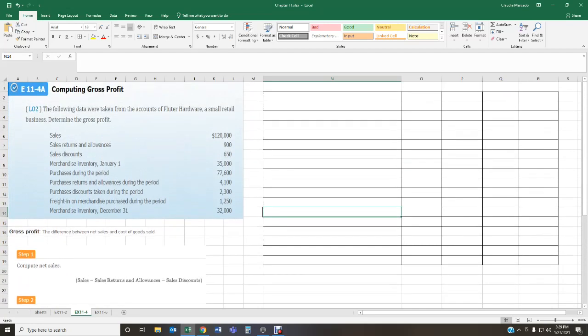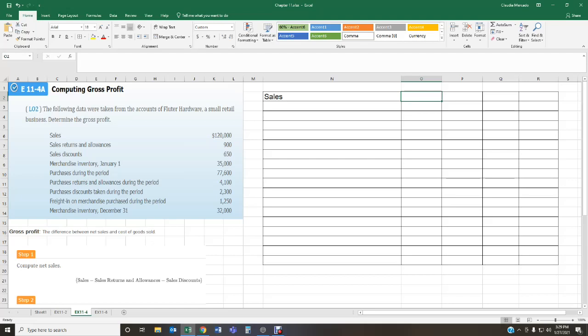Now we're going to apply those steps to the actual problem, and we're going to be able to calculate it. Okay, so step number 1, we're going to compute our net sales. Okay, so we always start off with our sales. Okay, and our sales in this particular problem are $120,000. Okay, that is our sales figure.